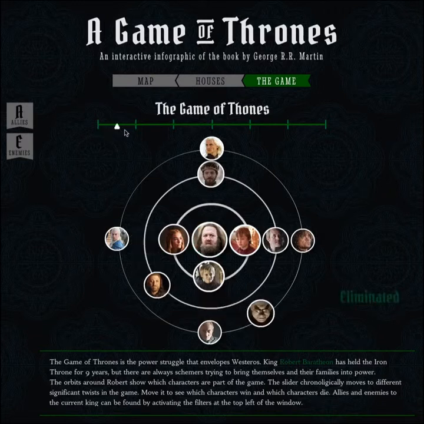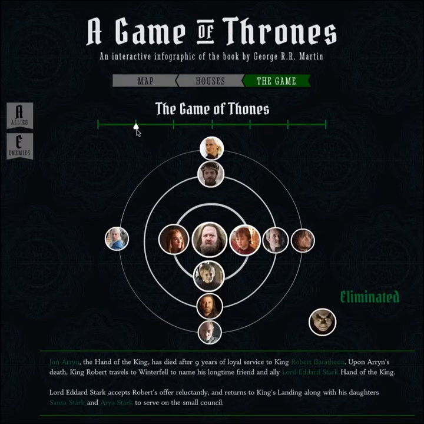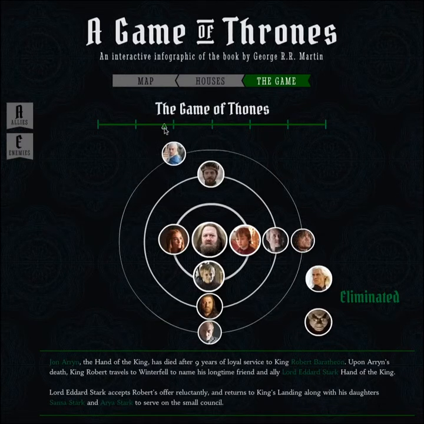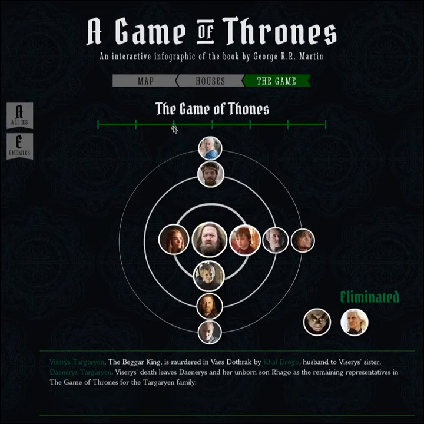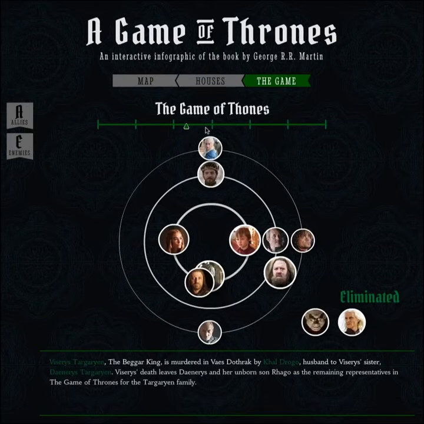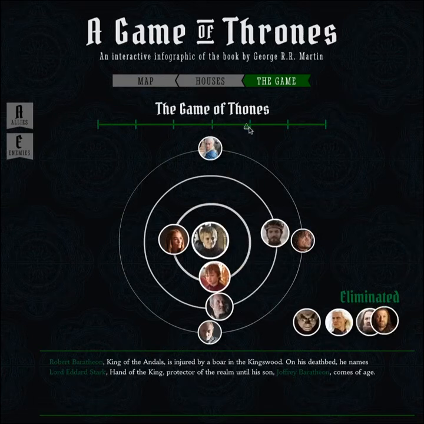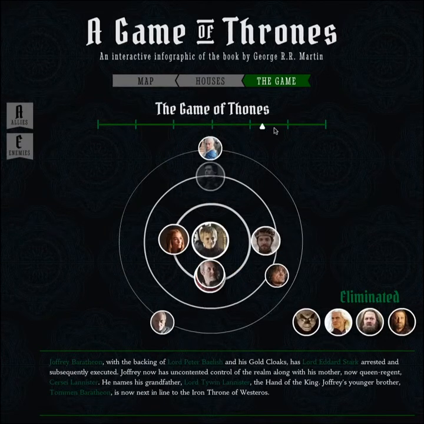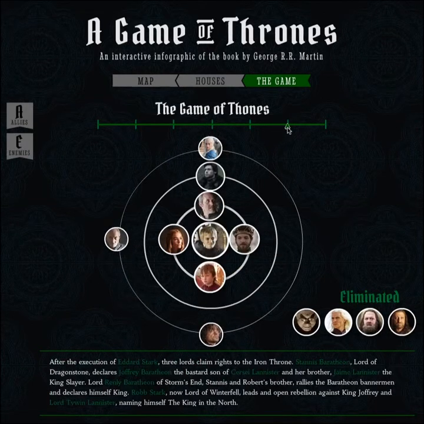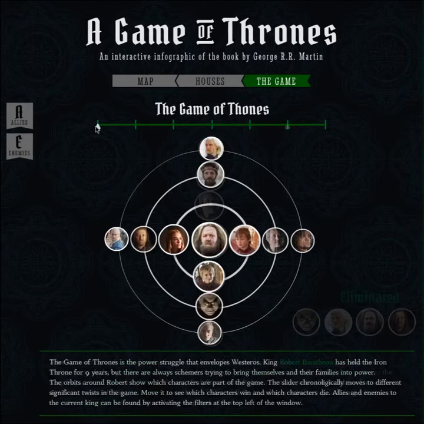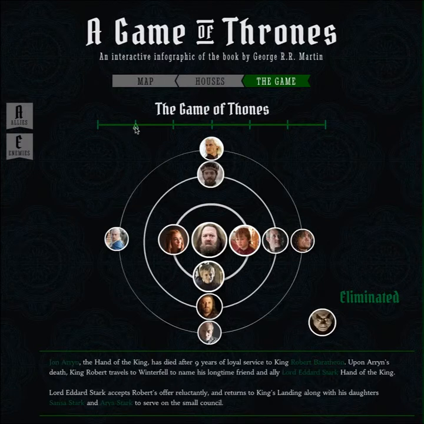We begin with Robert Baratheon as King of Westeros, and moving the slider reveals how the succession of the throne happens throughout the book. Each point in the slider represents a significant event that marks a shift in the game and is described in the information area at the bottom. When a character dies, their image moves to the eliminated area at the right, and the orbits around the king adjust accordingly. After the death of Jon Arryn, several characters move closer to the throne.